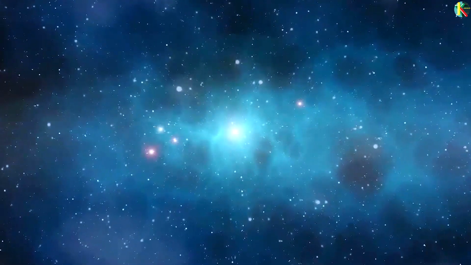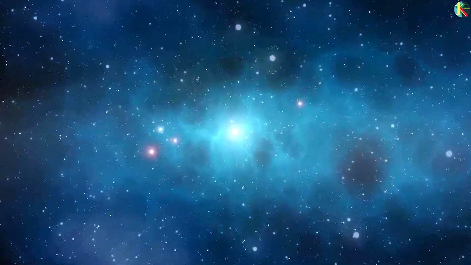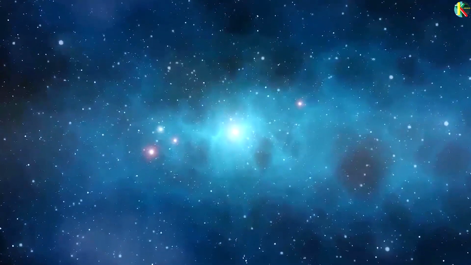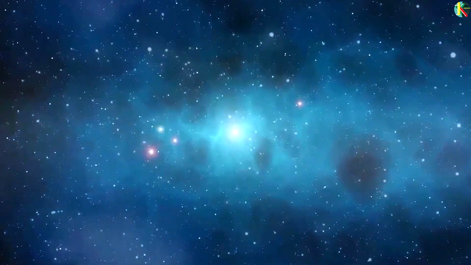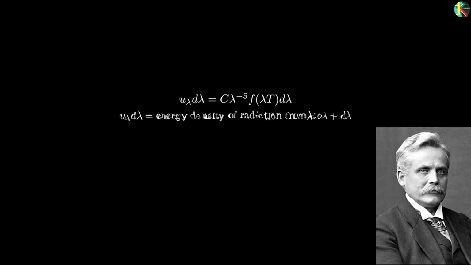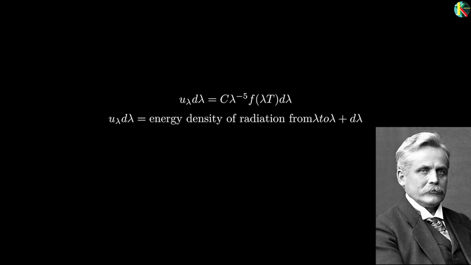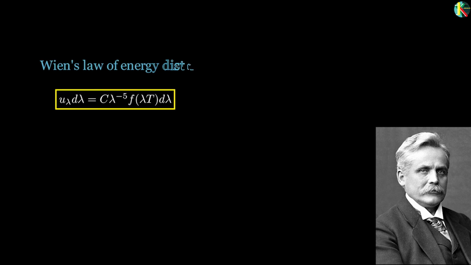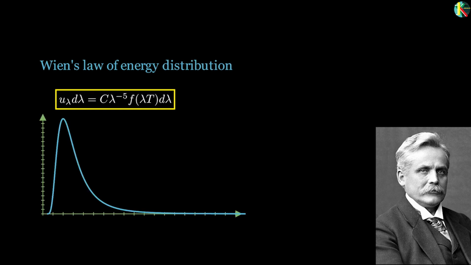The attempts to find an answer to this question constitute a long and painstaking history of growth and development of physics. The first step in this direction was taken by Wien in 1893. He showed that the spectral distribution of energy emitted by a blackbody at a temperature T can be expressed by this, where U lambda d lambda is the energy density of radiation between wavelength lambda and lambda plus d lambda. This is known as Wien's law of energy distribution.